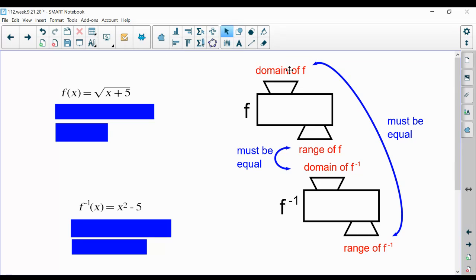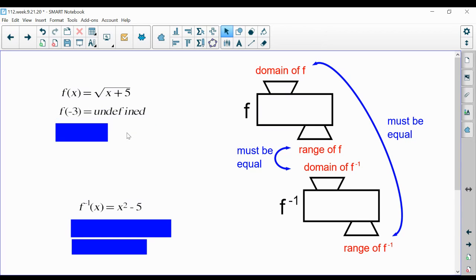So what goes in here? This is the f function. Well, only the domain of f can go into f. And then what comes out? The range of f. But since by taking the composition, the range of f has to equal the domain of my next function, which is f inverse. And f inverse will put out a range. But the whole point of an inverse is that the final end is what you began with. So the range of f inverse must equal the domain of f.